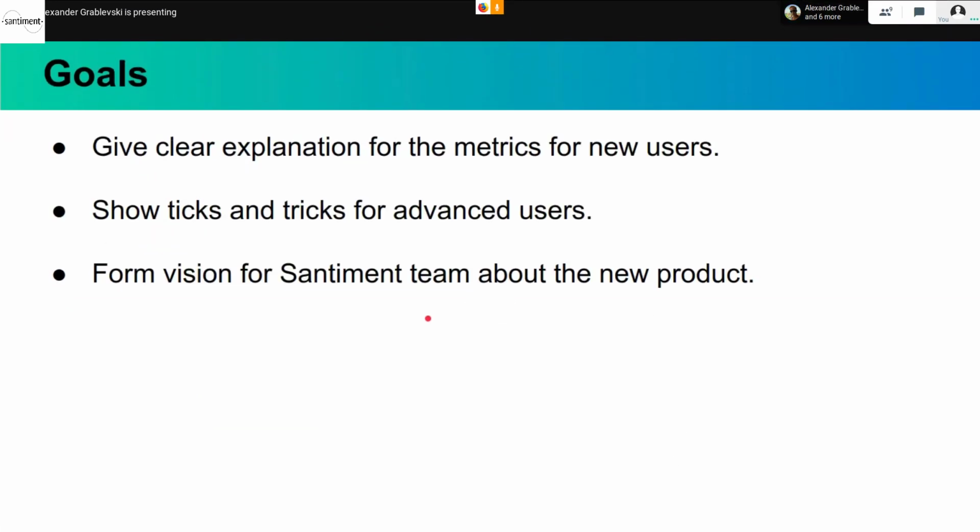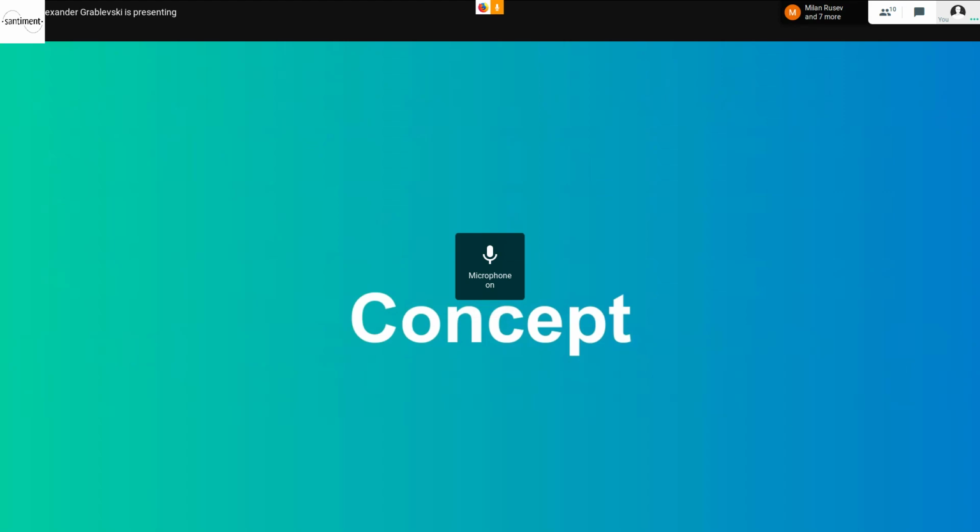So my goals for this seminar are to give a clear explanation of the metrics, as I have said, how they work, and to show some tips and tricks that might not be so obvious when you first see the graphs. So I think it would be useful for advanced users. And I want to show the Santiment team our new product, how it's built, and maybe it will help our business team to work with this product from a business perspective. Okay, let's start.